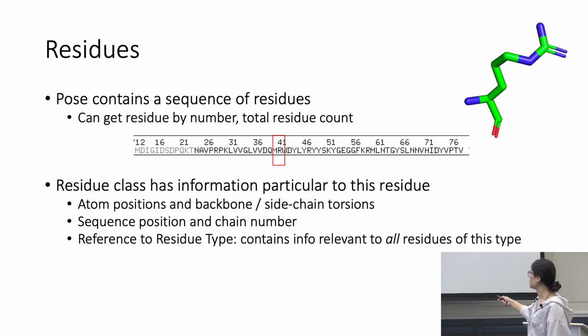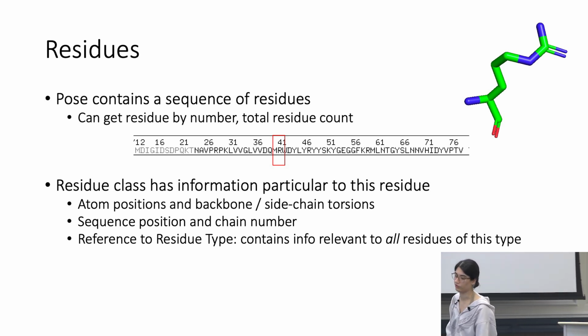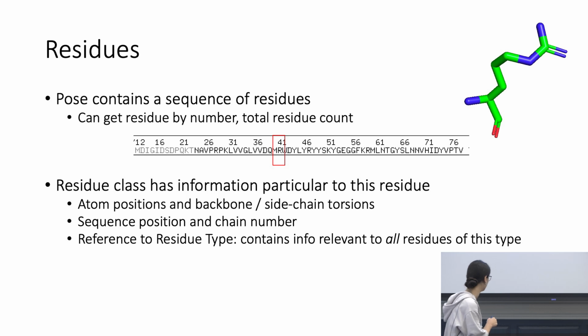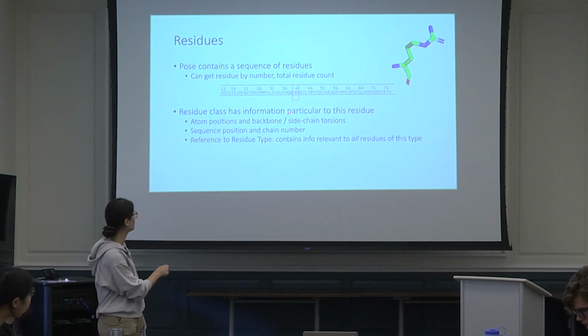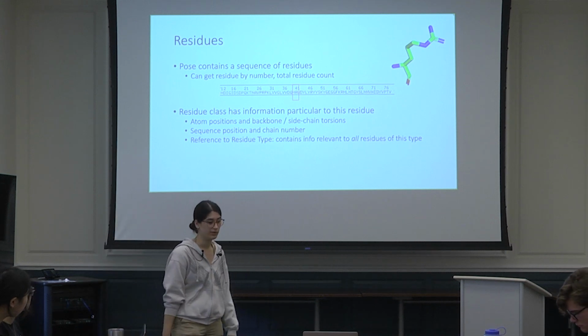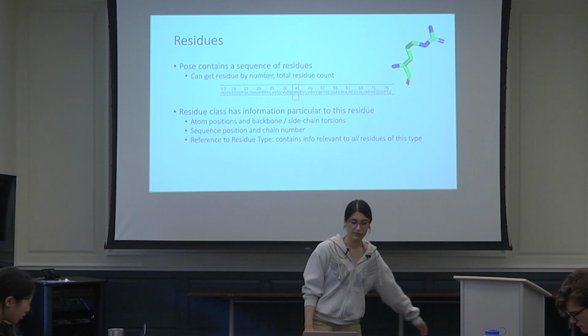And we're going to have a residue class for specific information. So each residue has a set of atoms that make up the backbone and the side chains. And so we'll need to know the specific positions for each of those atoms. And from that, we can calculate the torsion angles. And you'll see that the pose class is very useful for this type of both angular and distance calculation.